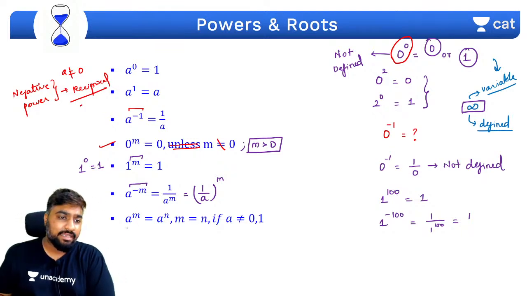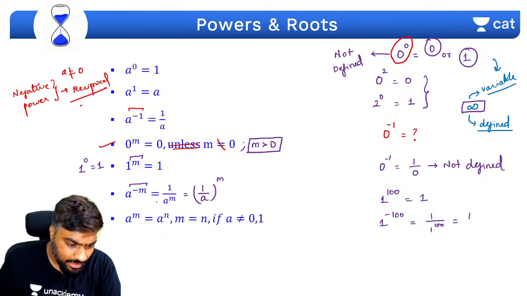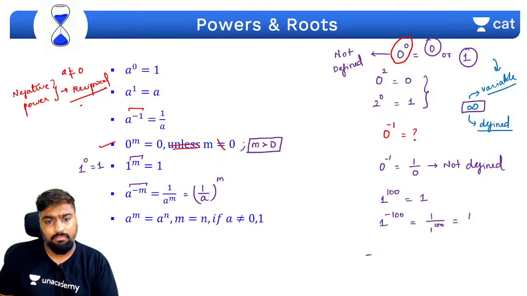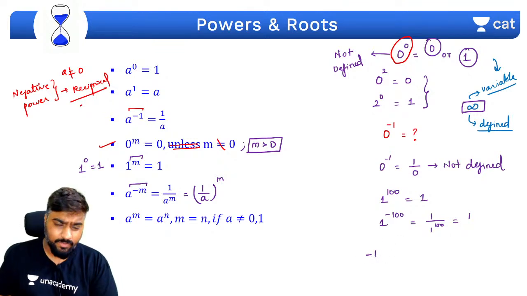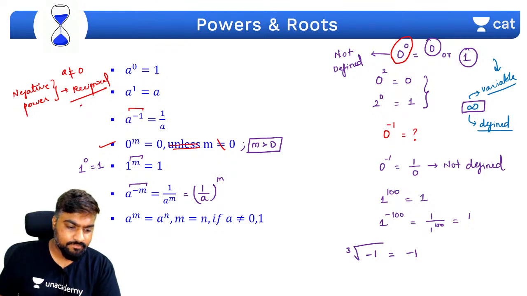If I say the basis of, Saurabh, minus 1 raised to the power 1 by 3 is basically minus 1 only. Minus 1 to the power 1 by 3 is basically the cube root of minus 1, which is basically minus 1. Okay?